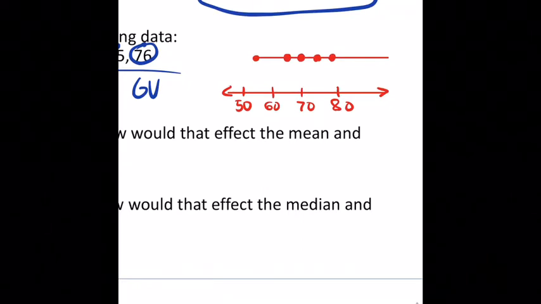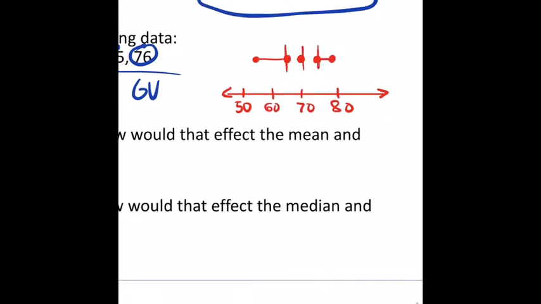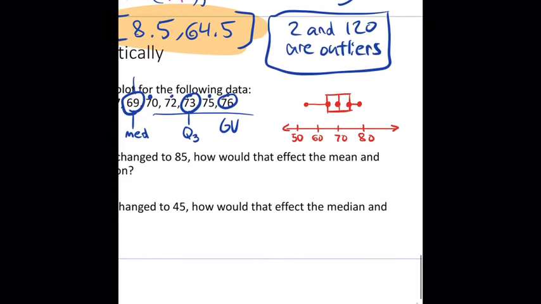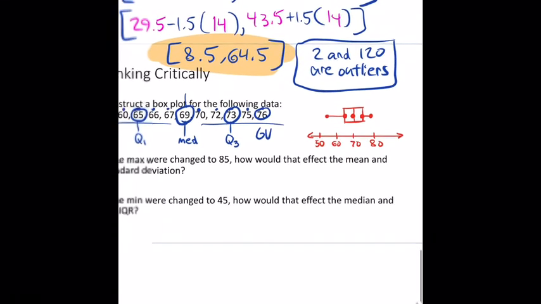Okay, I'm going to get rid of that line now. Here's a whisker, vertical line, vertical line, vertical line. This is the middle box, and we've got our box and whisker plot constructed.